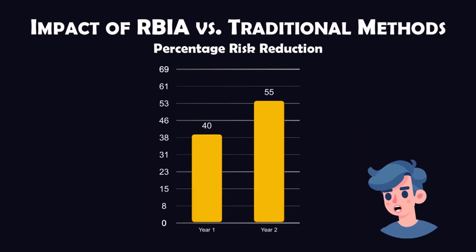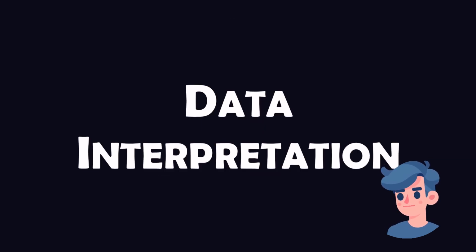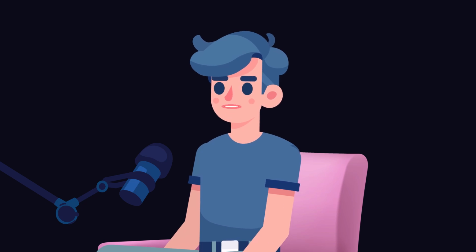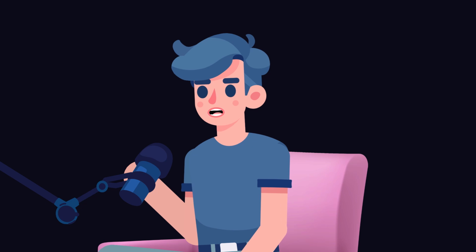Now, let's look at some data to illustrate the benefits of implementing RBI. Here's a comparative chart showing the risk reduction impact in organizations that implemented RBI versus those that followed traditional auditing methods over a 2-year period. As illustrated, organizations using RBI saw a more significant reduction in risks compared to those using traditional methods.